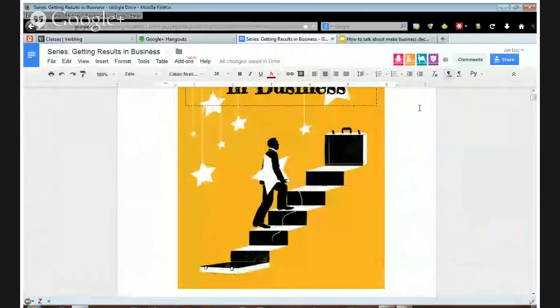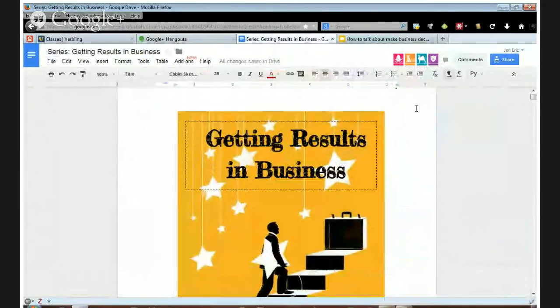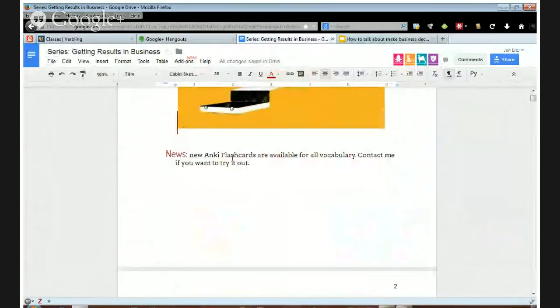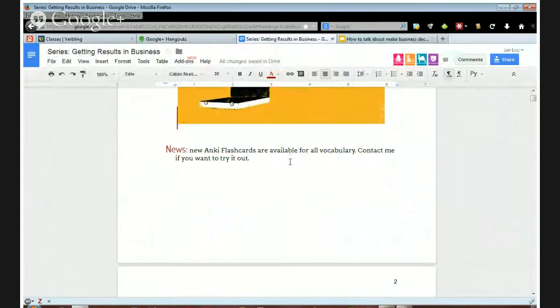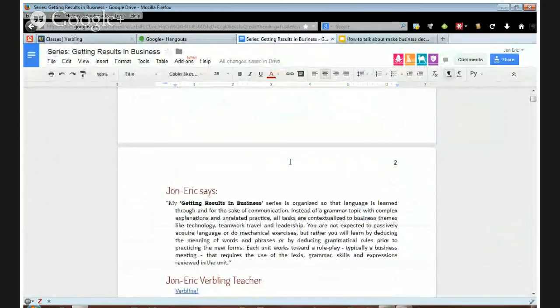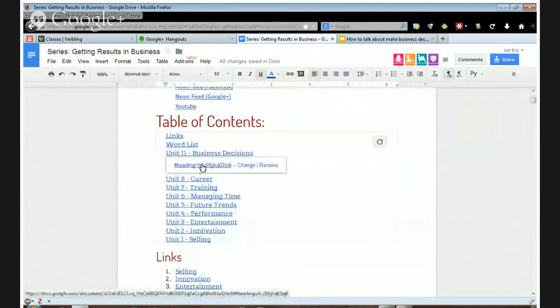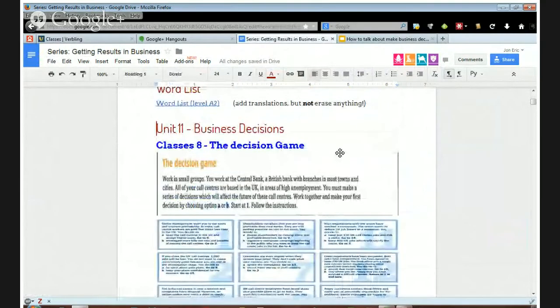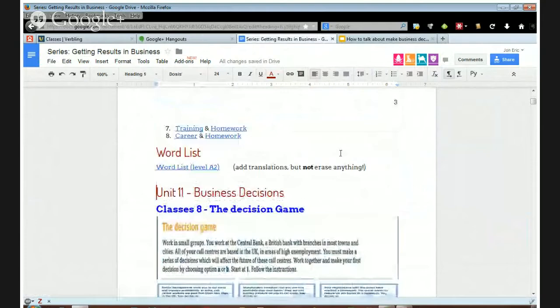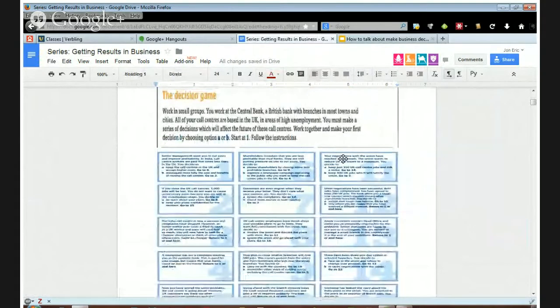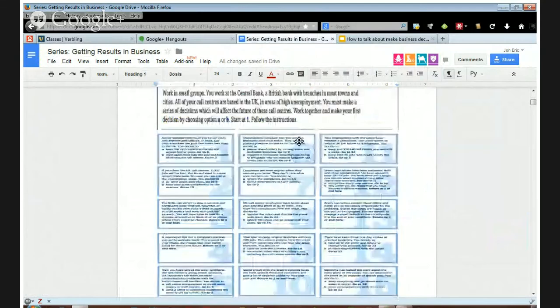You'll see the graphic getting results in business when you open it. And then I've got some news about Anki flashcards. We can talk about that in just a minute. Okay, and then you scroll down to table of contents, click on Unit 11, Business Decisions. Boom, that takes you to today's class, which is on page 3. So this way you can make it larger if you have trouble seeing the cards, okay? And any new vocabulary I'll be adding as well to page 3 from our vocabulary list.